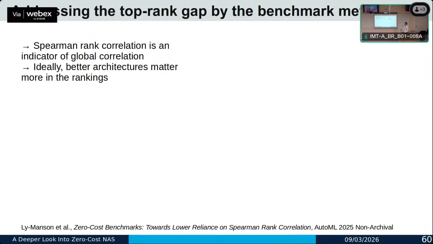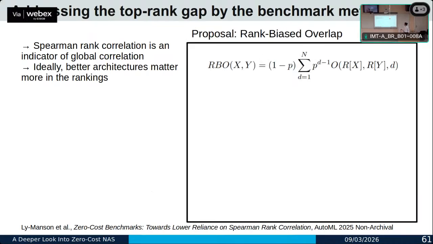Ideally, because the main objective of NAS is to find the best architecture, not just some best architecture, we would want the ranking of the architectures to matter in the benchmark metric. And this is where Spearman falls short. So we introduced another metric which already exists, but we propose it as a possible solution to this problem, which is called rank biased overlap.